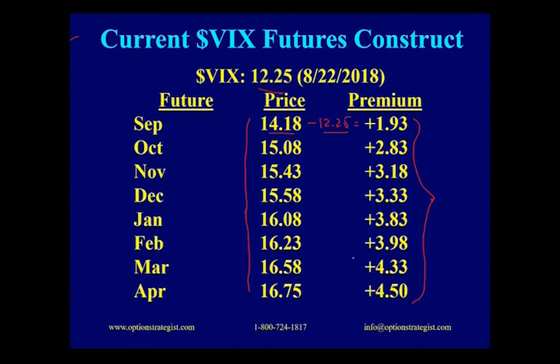So these are all plus, meaning they're all trading at higher prices than VIX. That's bullish, and you can see that each one is trading for a higher price than its predecessor. So the term structure is sloping upwards. Again, bullish. So these are all bullish things.